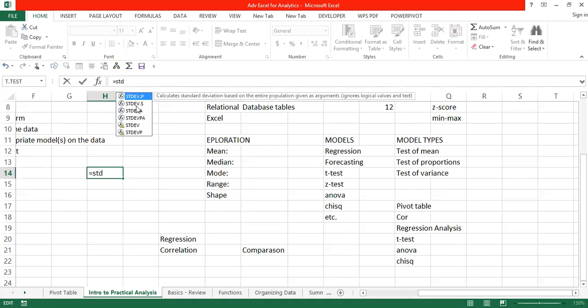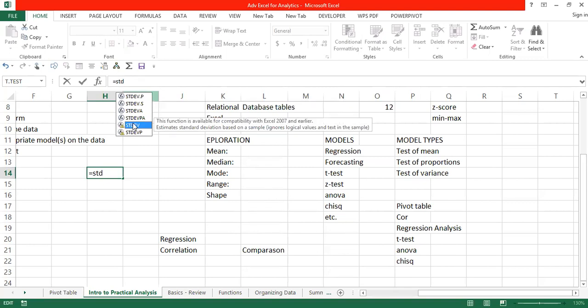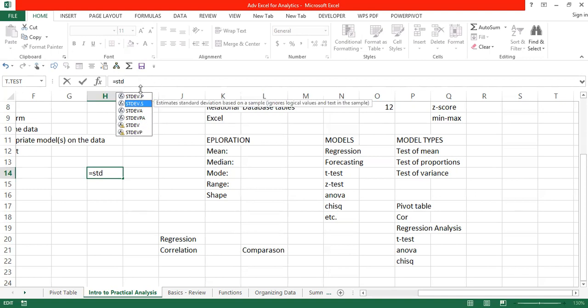Okay. So these are the two you should focus on. The main ones are the population and sample standard deviation. Not these ones. You see this one? It says available for compatibility with Excel 2007 and earlier, for old Excel. So all these ones, don't bother with them. These are the two you should concern yourself with.